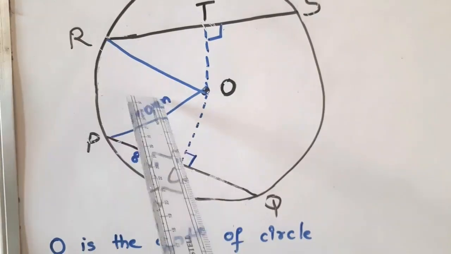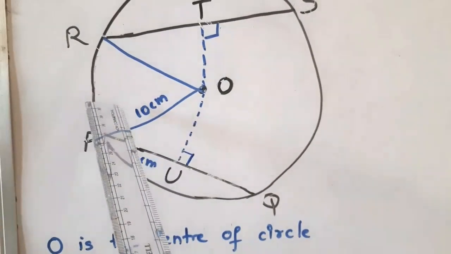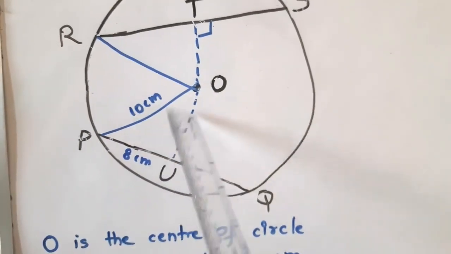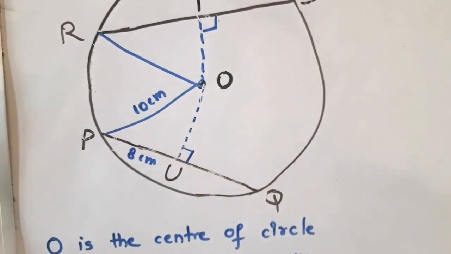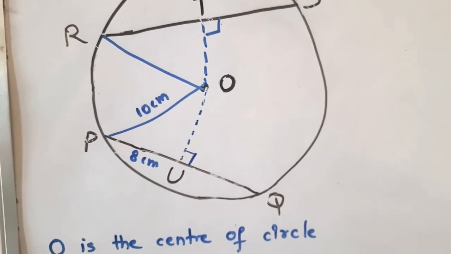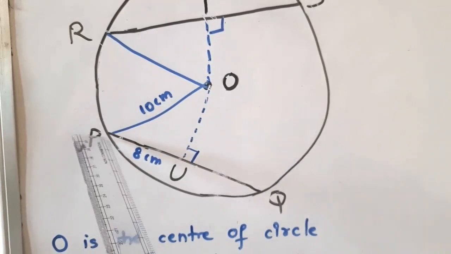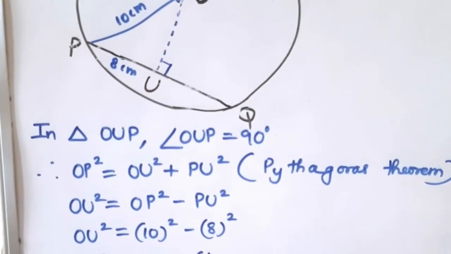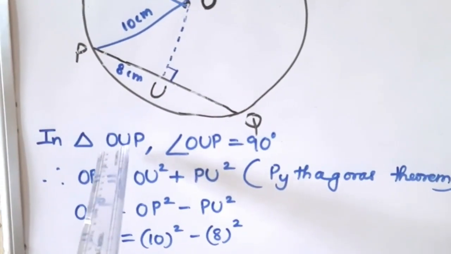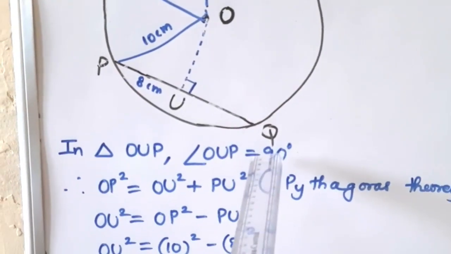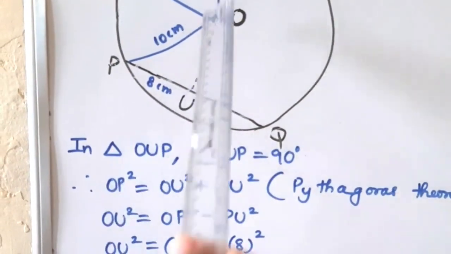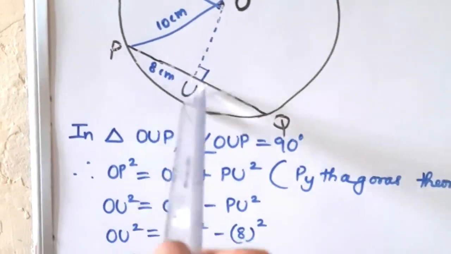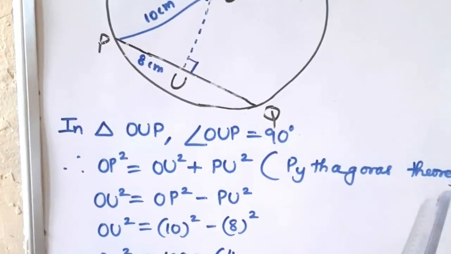Now we got PU as 8 centimeter. Radius OP is already given as 10 centimeter. Now we have to find OU. If we see the figure, it's a right angled triangle. Again, we can use Pythagoras theorem. That is, OP square is equal to OU square plus PU square. So we have written in triangle OUP, angle OUP is equal to 90 degree. Therefore, OP square is equal to OU square plus PU square, Pythagoras theorem.